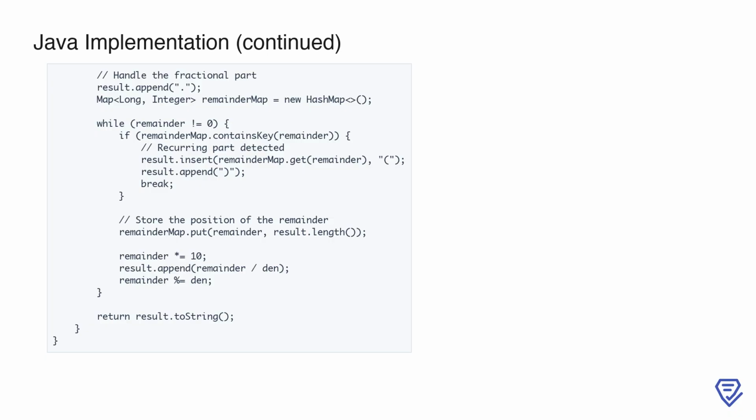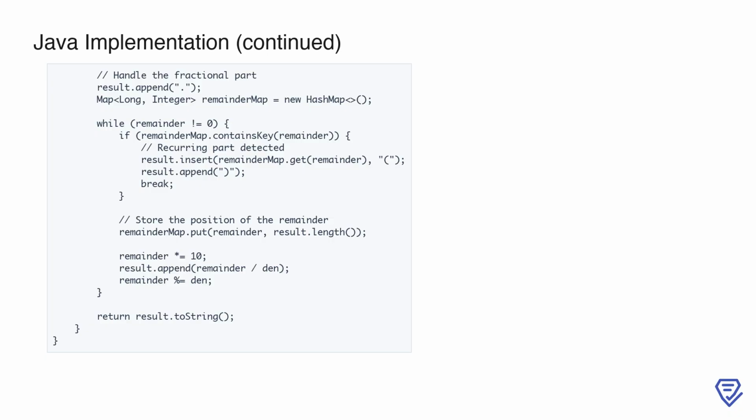While the remainder is not 0, we first check if it already exists in the map. If it does, it means we've found a recurring decimal. To represent this, we insert an opening parenthesis at the position stored in the map and append a closing parenthesis at the end. This breaks the loop and finalizes the result.